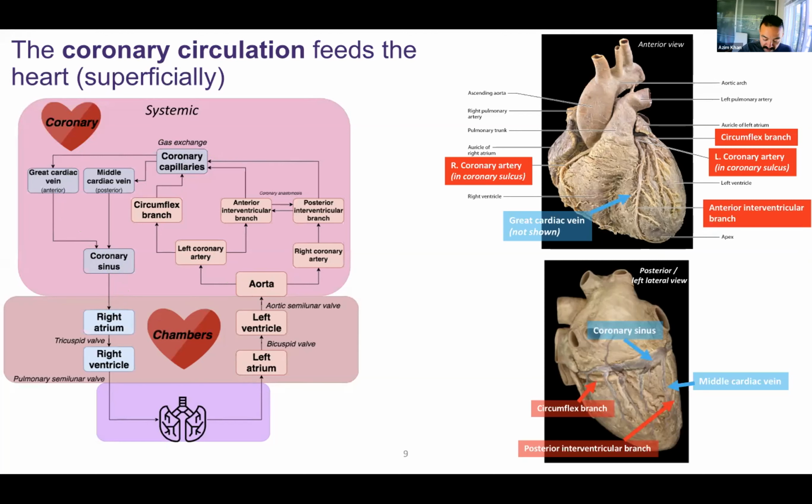But let's say there's a blockage at the right coronary artery, so we can't pass this way anymore, but we want to get blood to this region. What we could do is go from the aorta, left coronary artery, anterior interventricular branch, through that anastomosis to the posterior interventricular branch and reach that area, then come back on the posterior side.